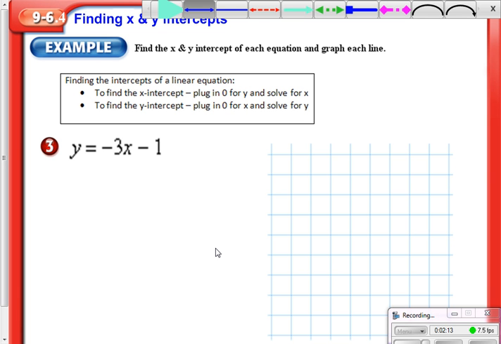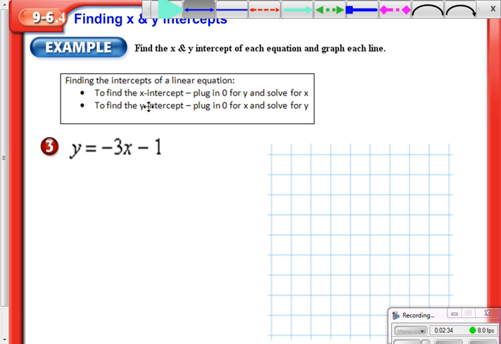Example 3, you're going to actually have to figure out your X and Y-intercept. So in order to do this, there's a little box there on your paper that's telling you how to find X and Y-intercepts algebraically. In order to do this, to find the X-intercept, you're going to put 0 in for Y and solve for X. So you're getting rid of your Y value to solve for X, hence your X-intercept.